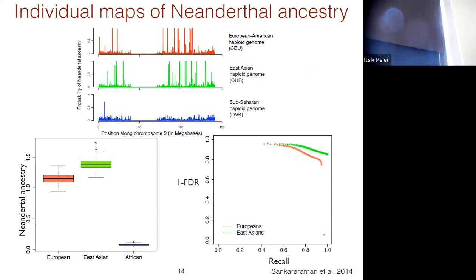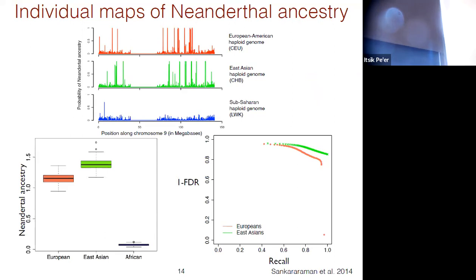So applying this method, we are able to build these maps of Neanderthal ancestry at an individual level. Here is an application of this method to data from the 1000 Genomes project. What you see here is one single chromosome, chromosome 9, and you see the probability of Neanderthal ancestry as estimated by this model for a European individual, an East Asian individual, and as a negative control, we also applied it to a sub-Saharan African genome.